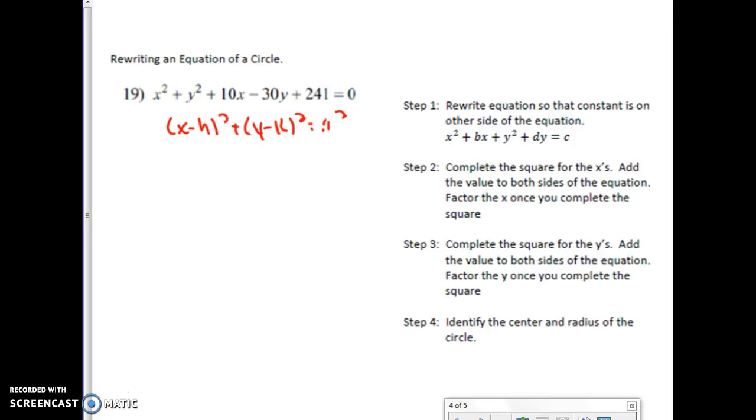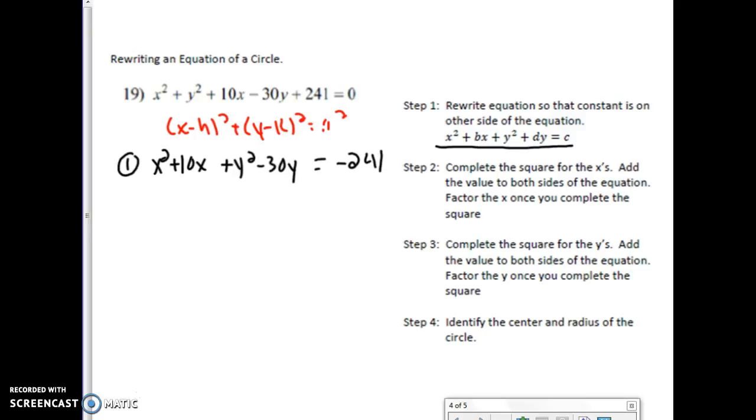So step 1, I want to rewrite it so that it's in this format, that I have the x's next to each other. So I have x squared plus 10x, and then I want the y's next to each other, plus y squared minus 30y, and then I have the constant on the other side. Okay, so step 1 is done.